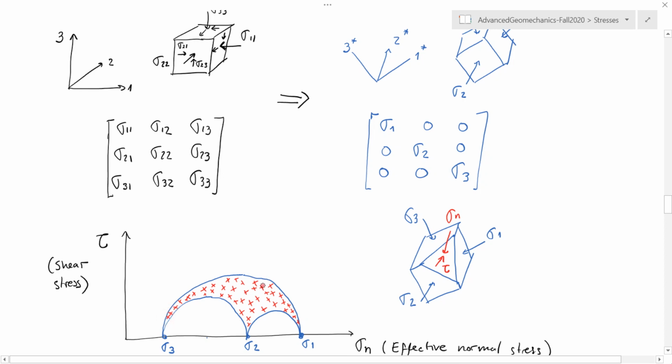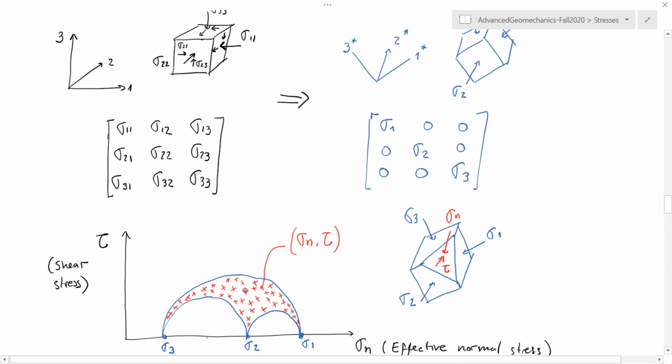At any of these points, I'm going to have a combination of effective normal stress and shear stress. How to calculate that point is something that we're going to see later on. But what I like to highlight from this plot is that the Mohr circle shows graphically the stress tensor, and the bigger the diameter of the circle, the larger the shear in the stress tensor.